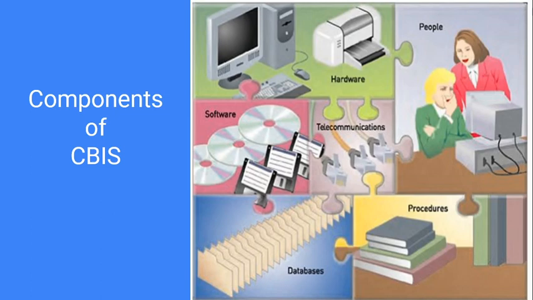What are they? It's the hardware, software, telecommunications or the network system, databases, procedures, and people. So these are the 6 basic components or elements of CBIS: hardware, software, telecommunications or network, database, procedures, and people. So let us see each and every component in brief one by one.